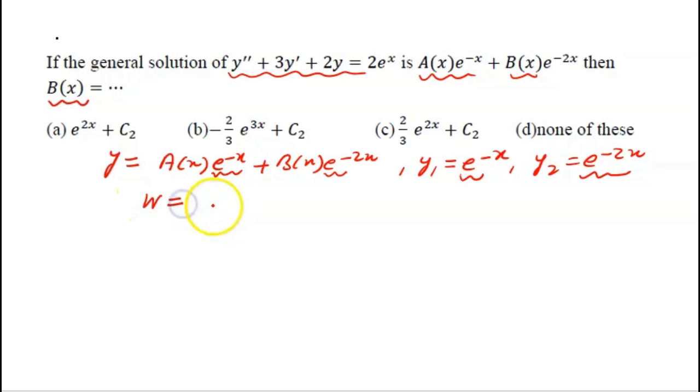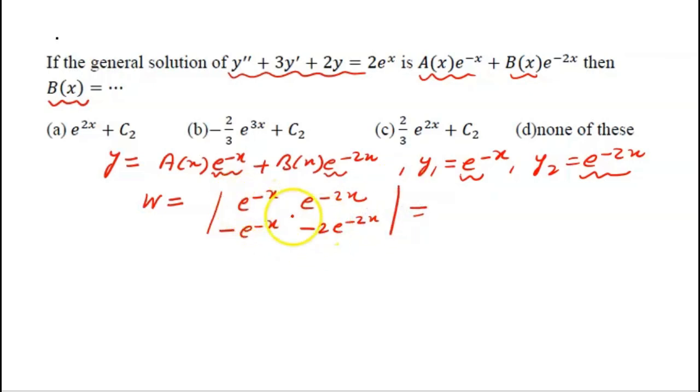So find the Wronskian. How do you find the Wronskian? You have seen in the previous videos. You take the first e to the power minus x, then you take e to the power minus 2x. Here you differentiate, you get minus e to the power minus x and minus 2 e to the power minus 2x. And you simplify. So cross multiply this. So minus 2 e to the power minus 2x and e to the power minus x. So e to the power minus 3x and plus e to the power minus 3x. So this will give you e to the power minus 3x with a minus sign.